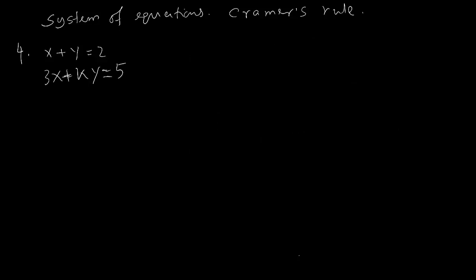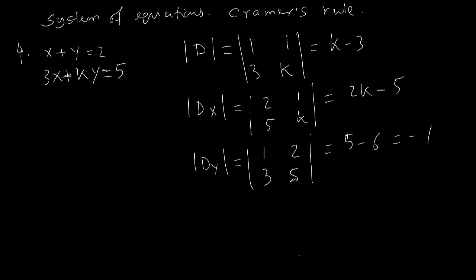Example 4. We have a system of equations, but we have one unknown constant here, k. So we need to write the solution in terms of k. If we want to find the solution of this system, first we find d, which is 1, 1, 3, k, coming from the xy coefficients here. And then you get 1 times k minus 1 times 3. This is your d determinant. Now replace your first column, which is 1, 3 here, by 2, 5.